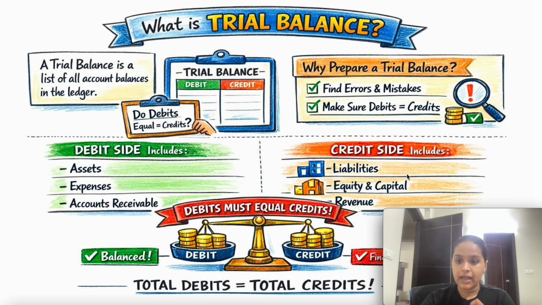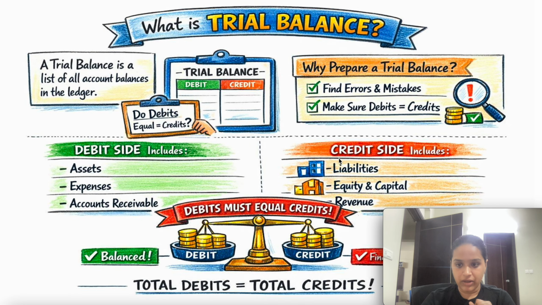What comes under the credit side? Accounts that have a credit balance, like any revenue balance, any purchase return, any liability, any equity and capital will come under the credit side. So always ensure that the total of debit and credit must be equal. If you have any account that has a debit balance, it will come under the debit side, and similarly it applies to the credit account balances.